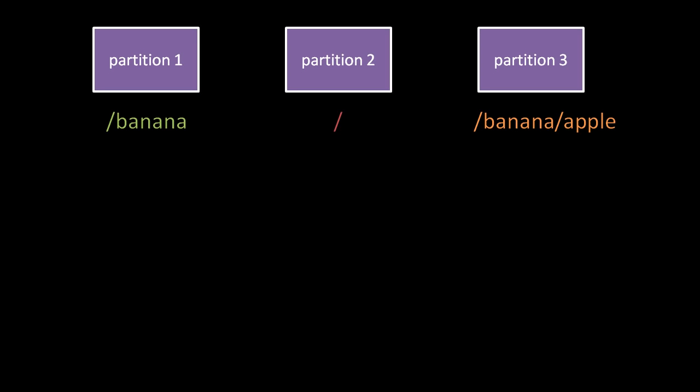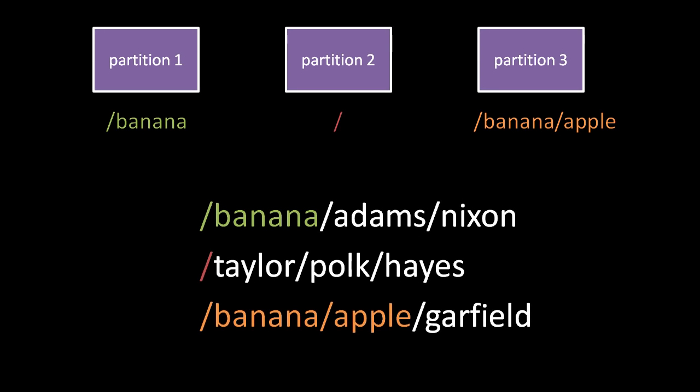So to be clear, /banana becomes synonymous with the root directory of partition 1, such that /banana/apple must refer to a directory apple in the root of partition 1. With these partitions mounted like this, the path /banana/Adam/Nixon now refers to a file or directory named Nixon, listed in the directory Adams, listed in the root of partition 1. The path /Taylor/Polk/Hayes now refers to a file or directory named Hayes, listed in the directory Polk, listed in the directory Taylor, listed in the root of partition 2. The path /banana/Apple/Garfield refers to a file or directory named Garfield, listed in the root directory of partition 3.